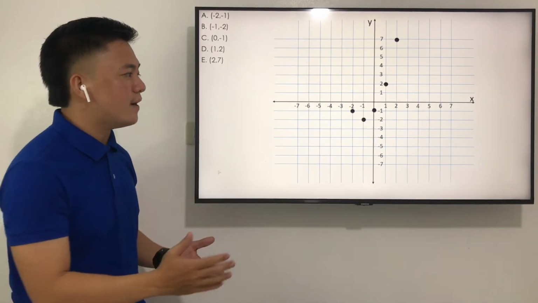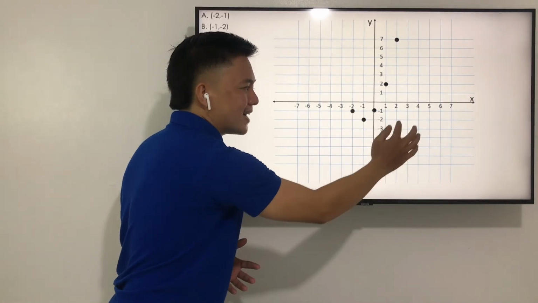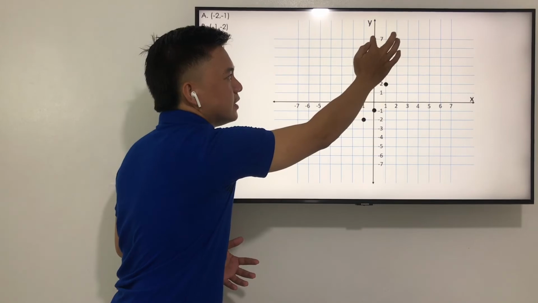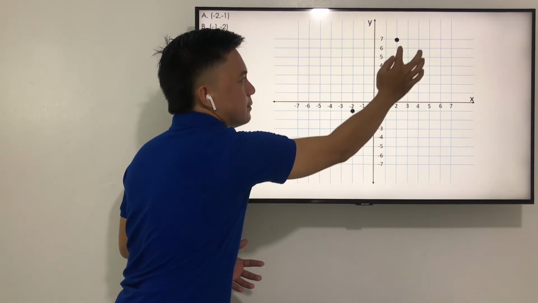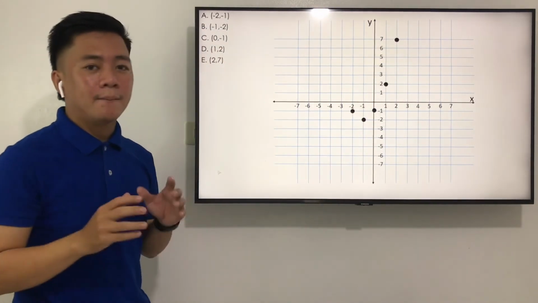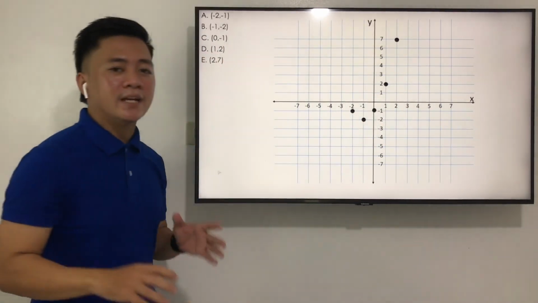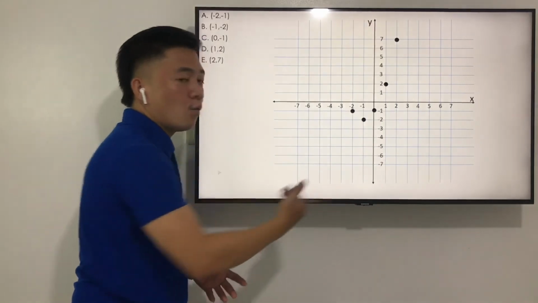And then letter E is 2 and 7. Doon muna tayo kay x, which is ito yan, positive 2, and then si 7 is andito siya, positive 7. So kung saan sila mag-i-intersect is doon yung plot natin. Tandaan lang natin, si x muna, yung nakahiga muna, doon tayo titingin, and then next is yung y natin.